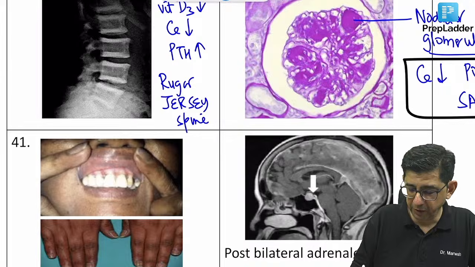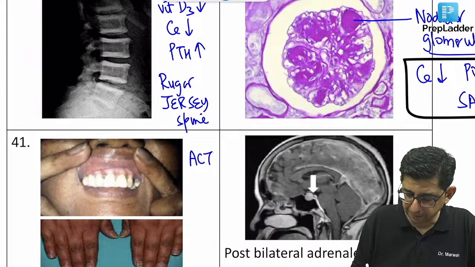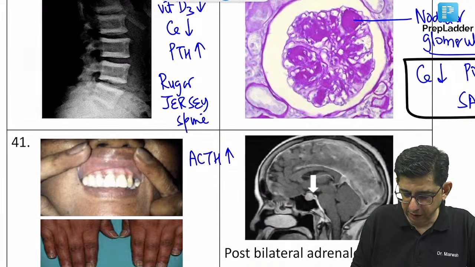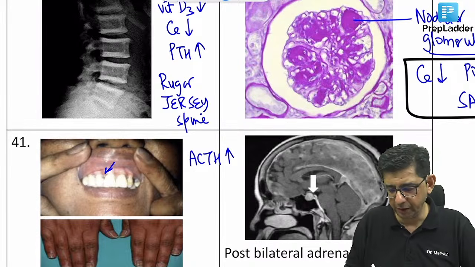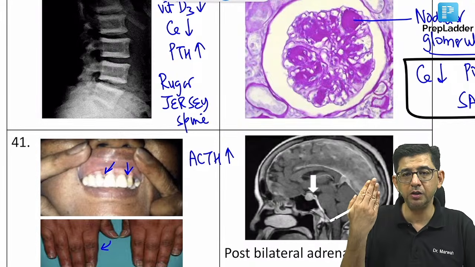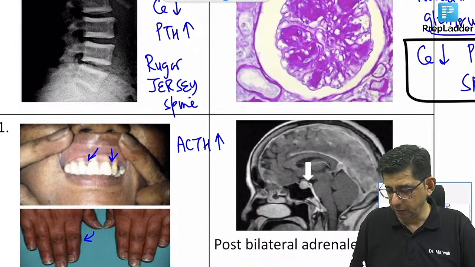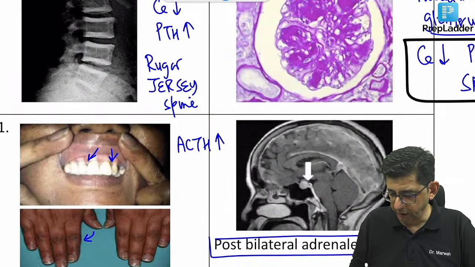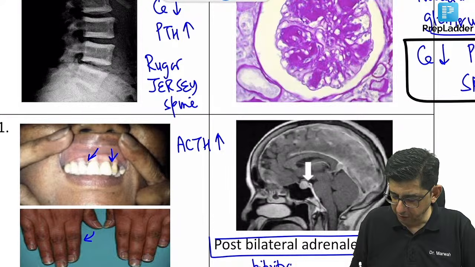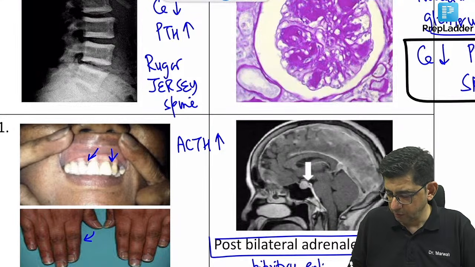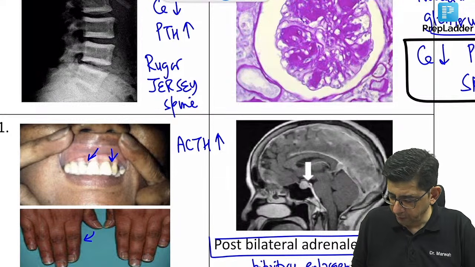The next patient of mine is having an excess of ACTH. This increase of ACTH can be seen causing hyperpigmentation in the gingiva of the patient. We can see hyperpigmentation on the knuckles of the patient. And he's also mentioning that the patient had undergone a post-bilateral adrenalectomy. You can notice that pituitary enlargement is seen in the patient. What you can see in this case is that post bilateral adrenalectomy, there is pituitary enlargement.